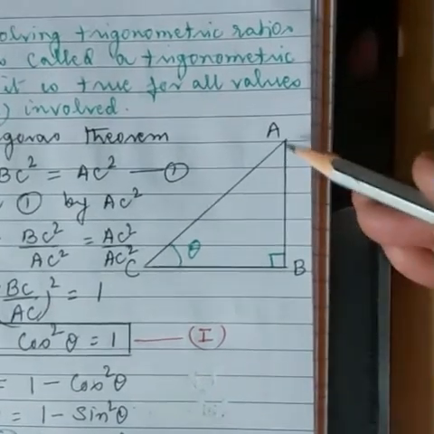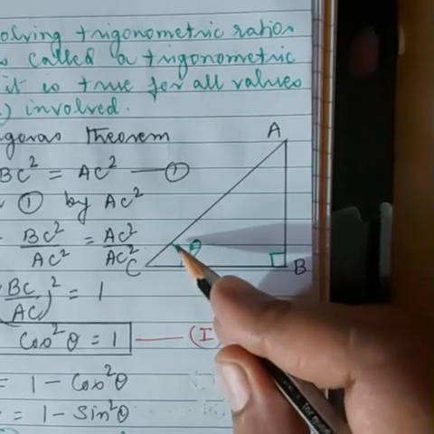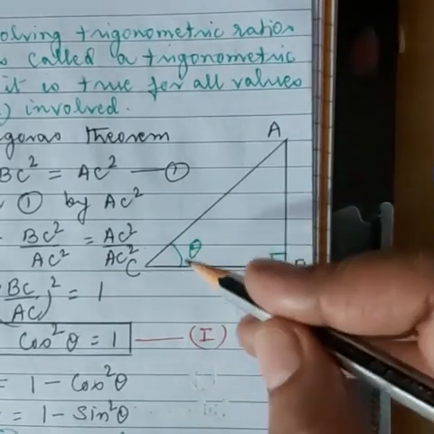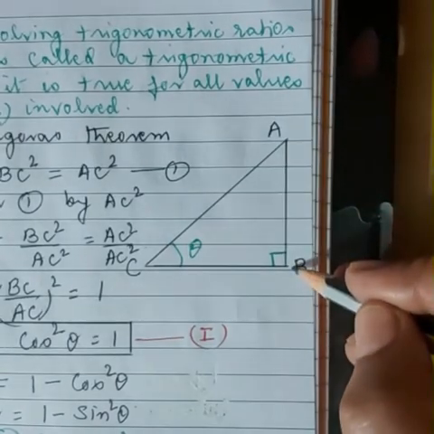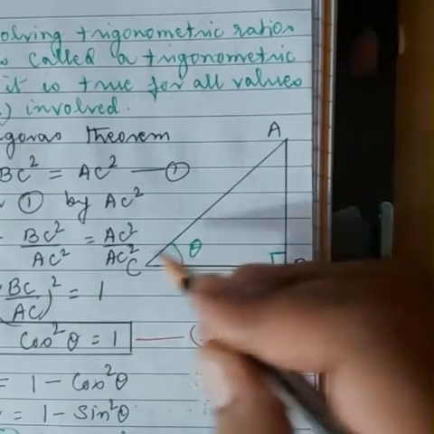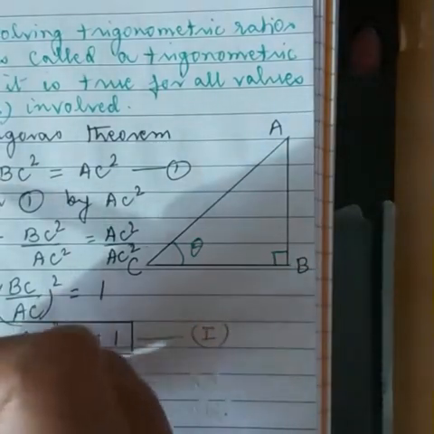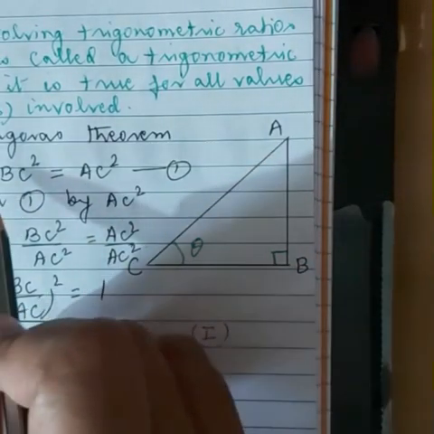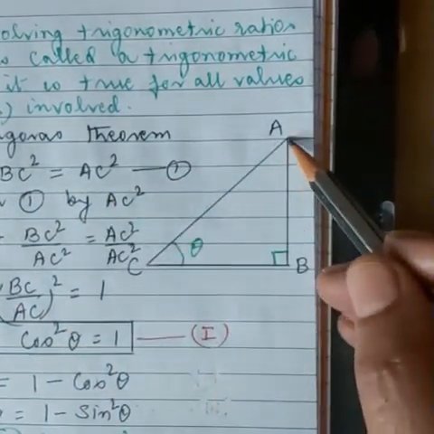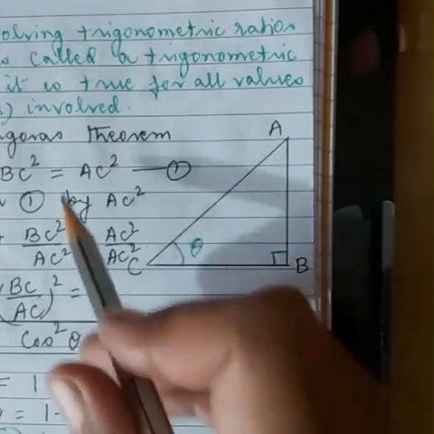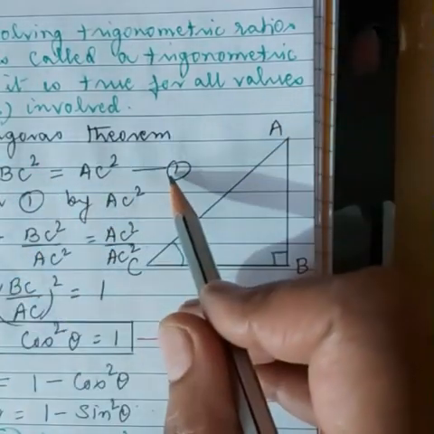So what is here? ABC is a right angle triangle in which angle B is 90 degrees and angle C is theta. Now AB is the perpendicular, we all know that, and BC is the base. Of course, AC is the hypotenuse. So using Pythagoras theorem, we write AB square plus BC square is equal to AC square, means AC square is equal to AB square plus BC square. Let us call this equation 1.